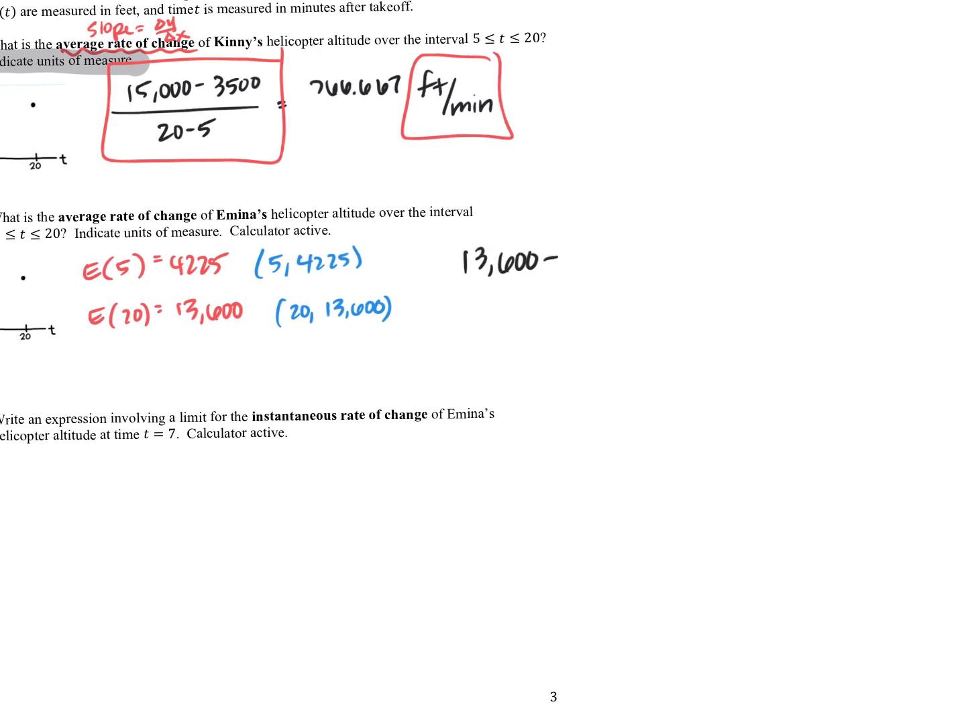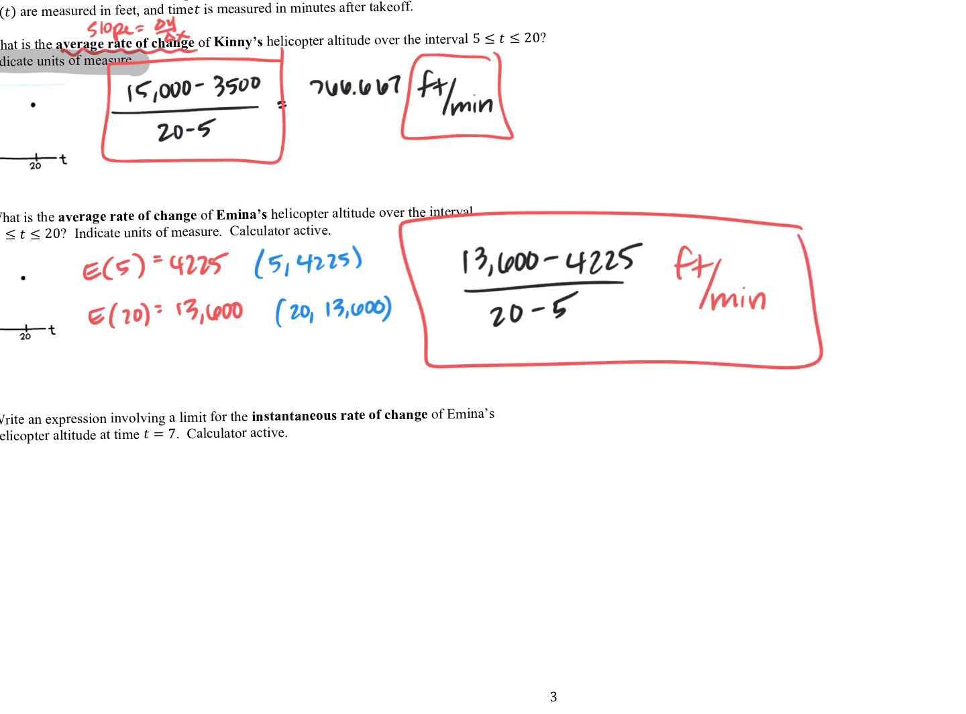13,600 minus 4225. Thanks, bud. All over 20 minus 5. You got it. And you could write 15, but why? We might make a mistake. I would just end right there. What are her units going to be? Also feet per minute. Well said. Boom. And in case you're curious, it is 625 feet per minute.